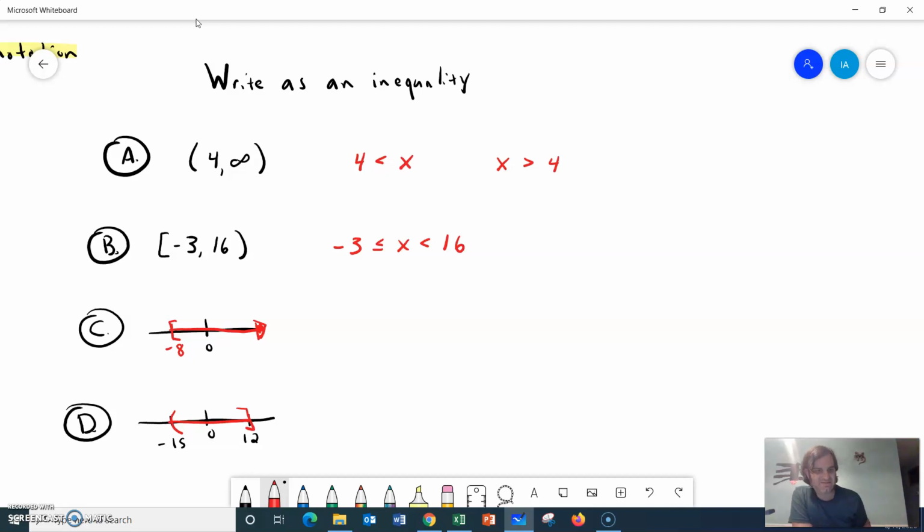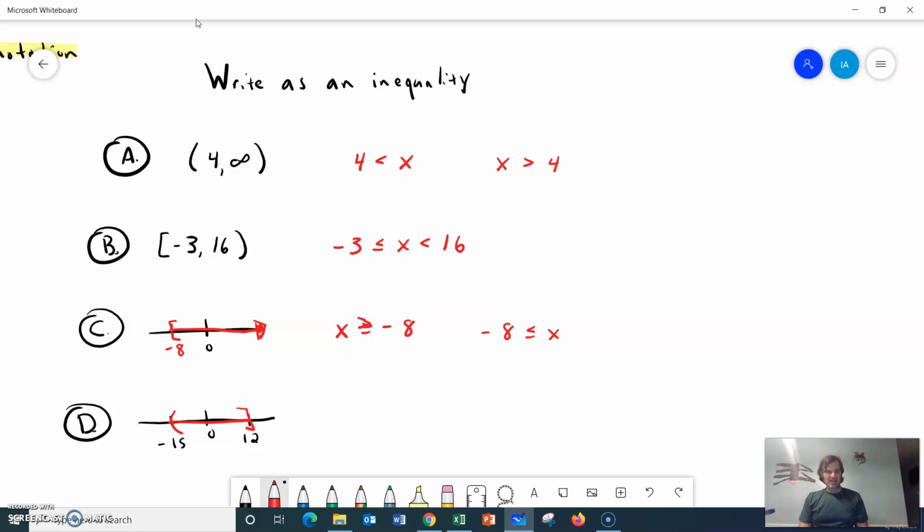The next two I have is a number line. So that's a little bit harder to describe, but this one starts at -8 and it's got a bracket, so that's whatever it is an equal to. So we could say that we have the numbers mapped out here, since it's going to the right, where x is greater than or equal to -8. Or we could say -8 is less than or equal to x.